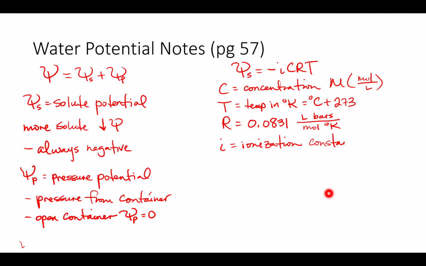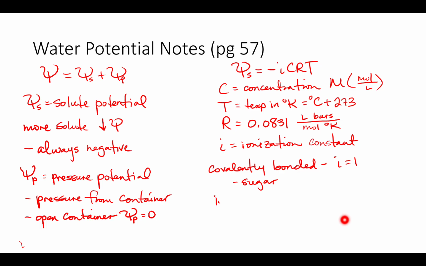And this has to do with the number of particles something will break into if it's dissolved in water. So anything that's covalently bound, the ionization constant is going to be 1. So something like sucrose, sugars, amino acids, those are going to be examples of things that are going to have an ionization constant of 1. They don't separate, so they are only going to have their effect on the solute potential as a single particle.